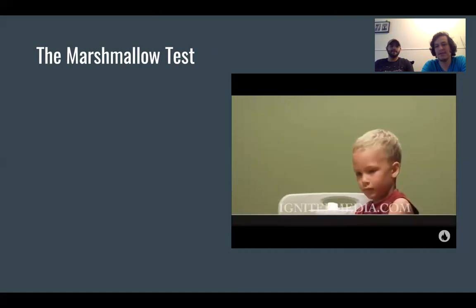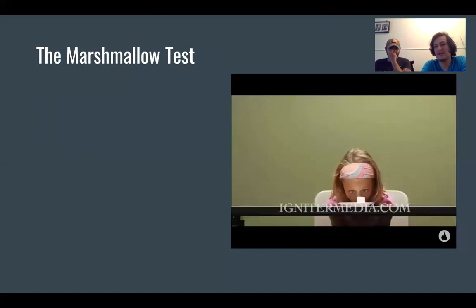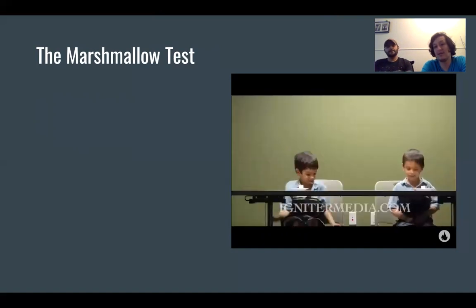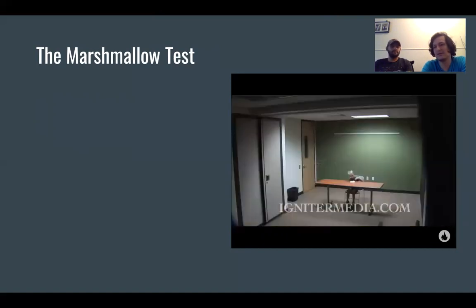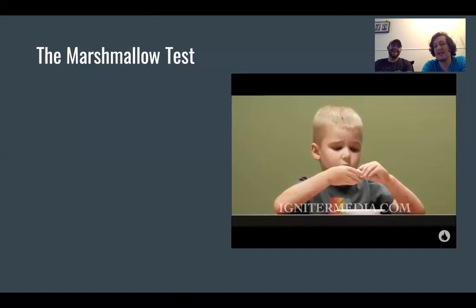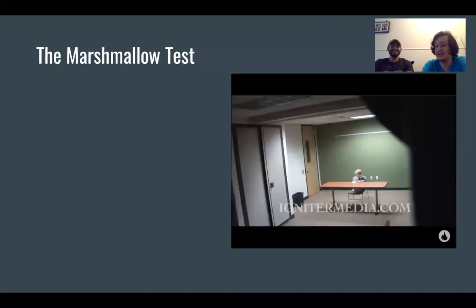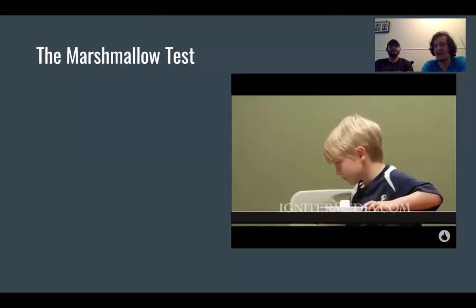Okay, so it looks like these children are presented with a choice. If you eat it now, you'll only eat one. I'm gonna go do something, and then I'll come back. If you wait, you'll get to eat two. So what are the kids gonna do? If they eat it, that would be impulsive, right? If they don't eat it, that would be self-control.